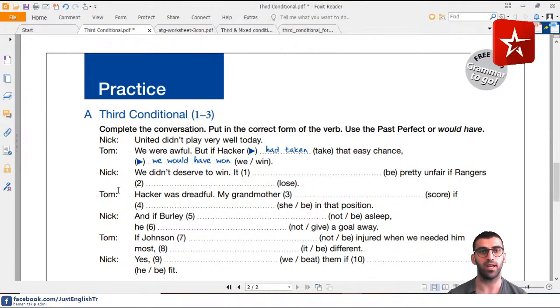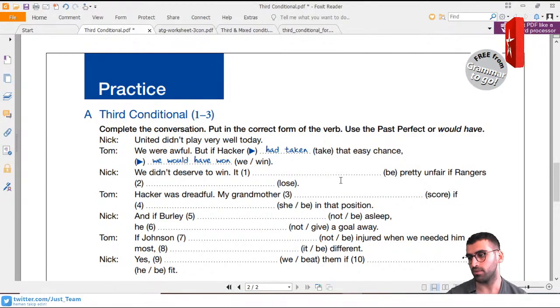And Nick says, we didn't deserve to win, and so on. So we have to use third conditional sentences, past perfect or would have. Can you write your answers for number 1 and number 2, please? Which one should we write here? This is the if side, Rangers, and the main clause here. My name is Ramazan, teacher. Sorry, I always forget your name, Ramazan, because you're using a different name on the platform.